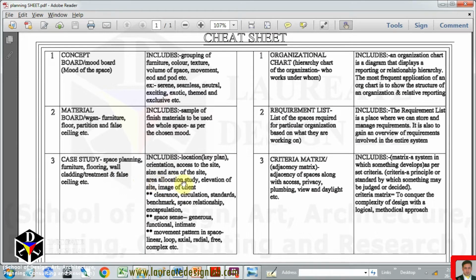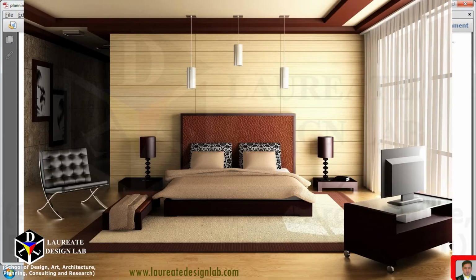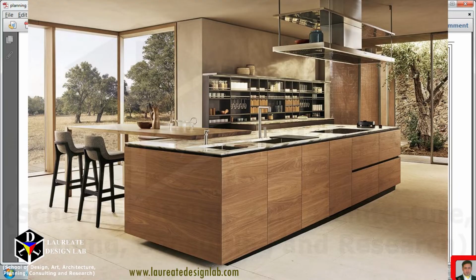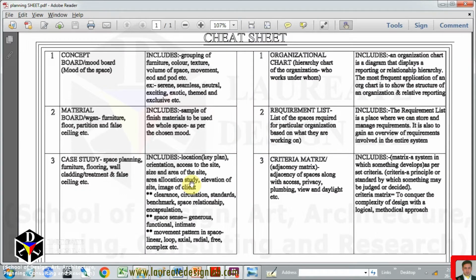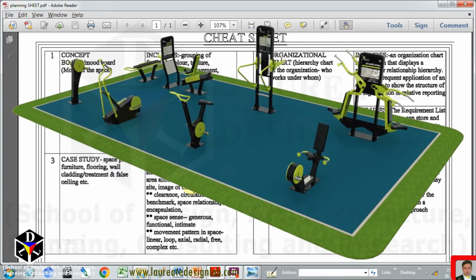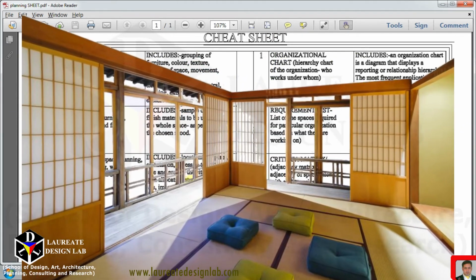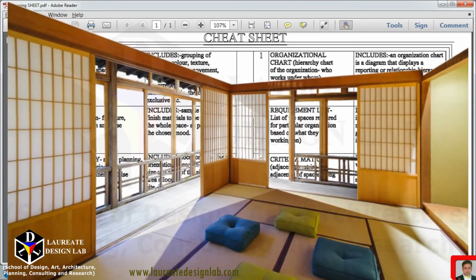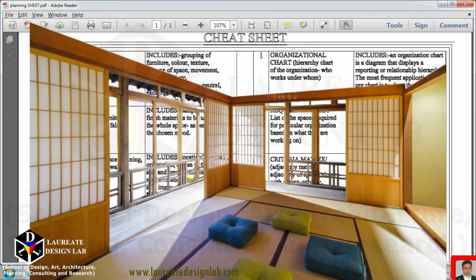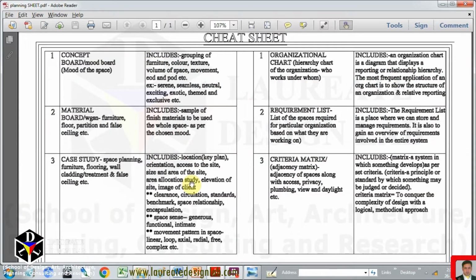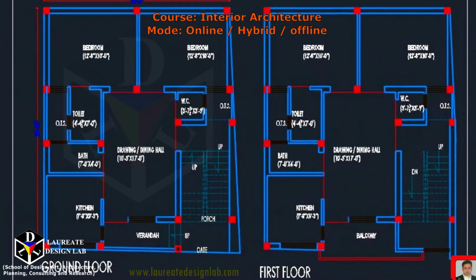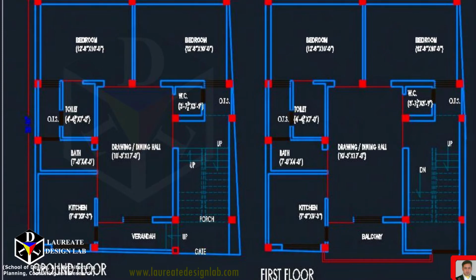Now then you'll have to talk about the area allocation study. So where you live, you have a living room, you have bedrooms, you have washrooms, you have kitchen, you have terrace, you have different floors for different activity, you have gym area, you have meditation area, puja area. So you have different things around you. So you'll have to study the area allocation in the case study.